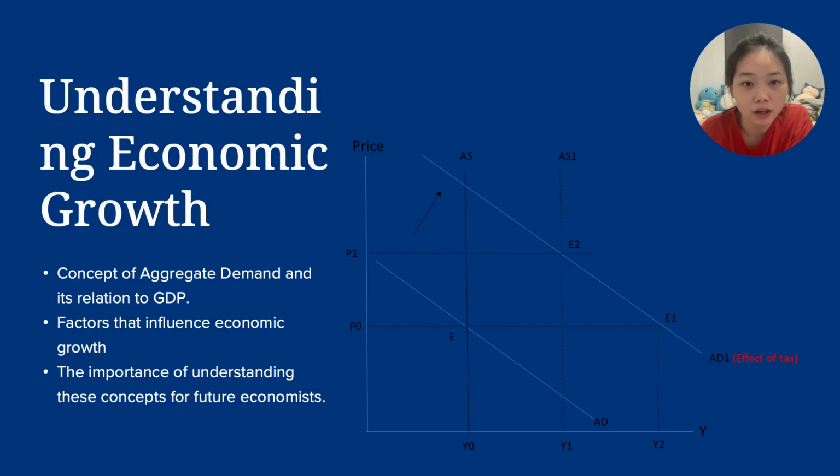Next, I will be touching on the concept of aggregate demand as well as its relation to GDP. Aggregate demand refers to the total level of spending including all finished goods and services produced in the economy. The graph provided shows how consumption tax generally impacts the aggregate demand and aggregate supply. Aggregate demand: consumption tax causes products and services to be more expensive for consumers, which lowers their disposable income.